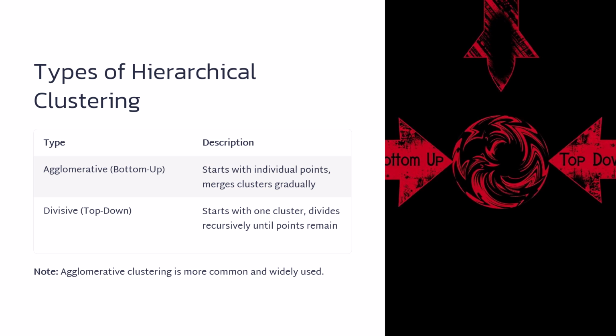Second is divisive clustering. This is a top-down approach. It starts with all data points in one big cluster and then splits it into smaller clusters step by step until each data point becomes its own cluster or the desired number of clusters is reached.